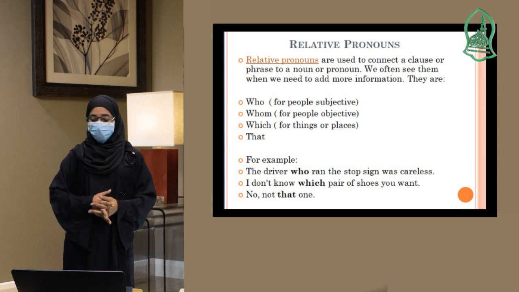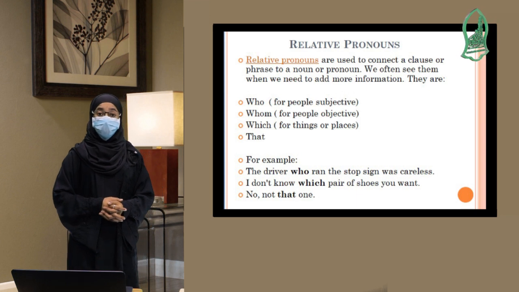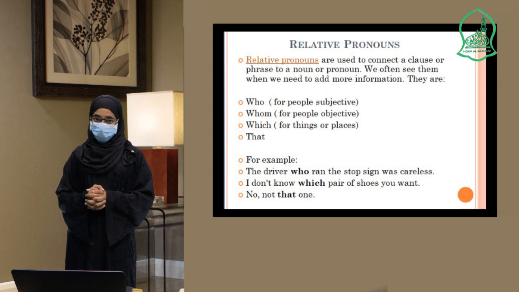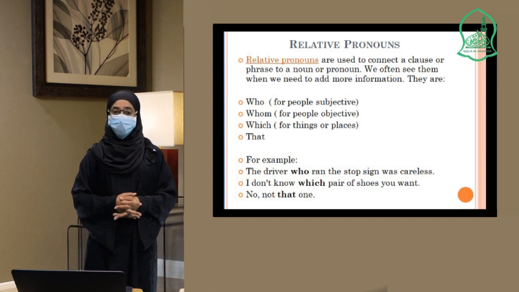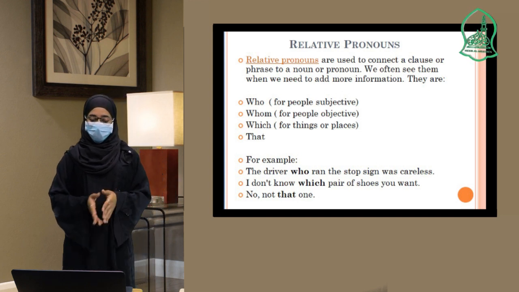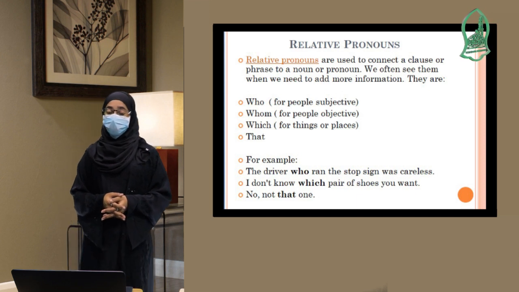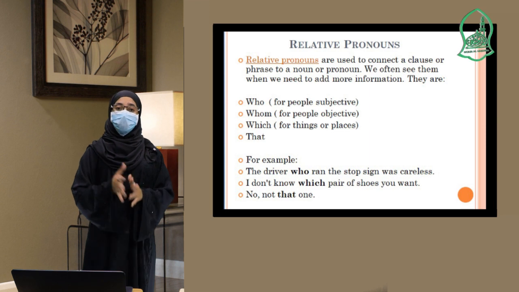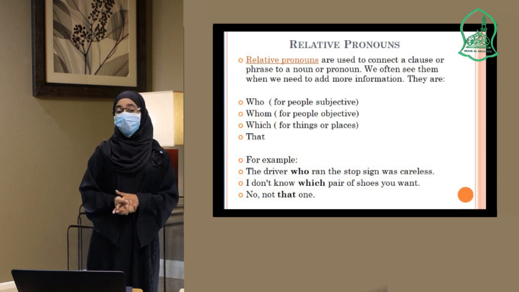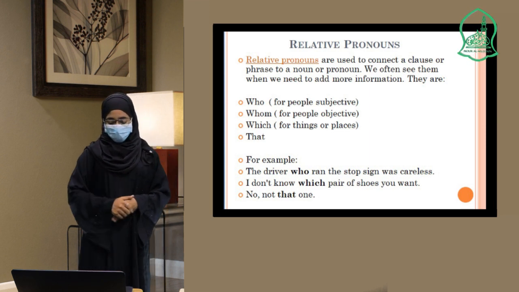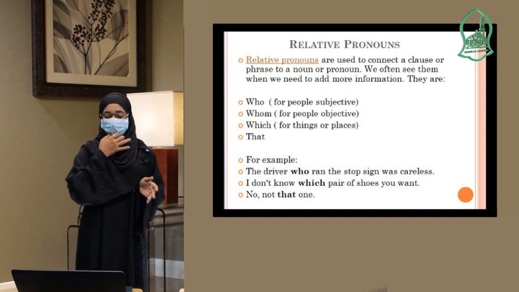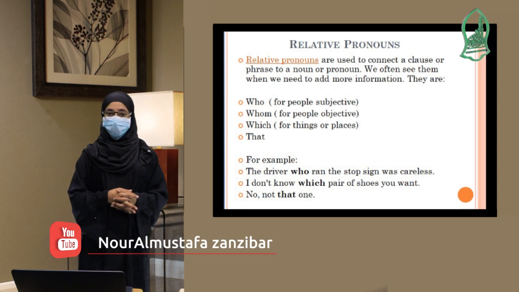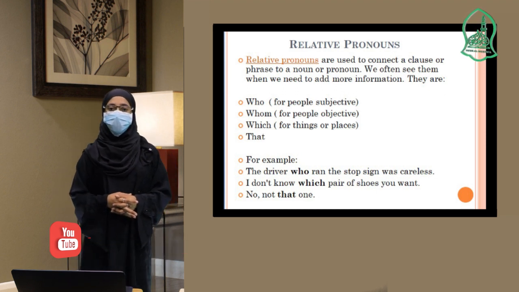And then we have these relative pronouns. We have who for people, subjective. We have already understood what subjective means. And we have whom for people, objective, something after the verb. Then we have which for things or places. And then we have that, which is used for both things and people. If we want to give more information about people, we have to use the relative pronoun who.